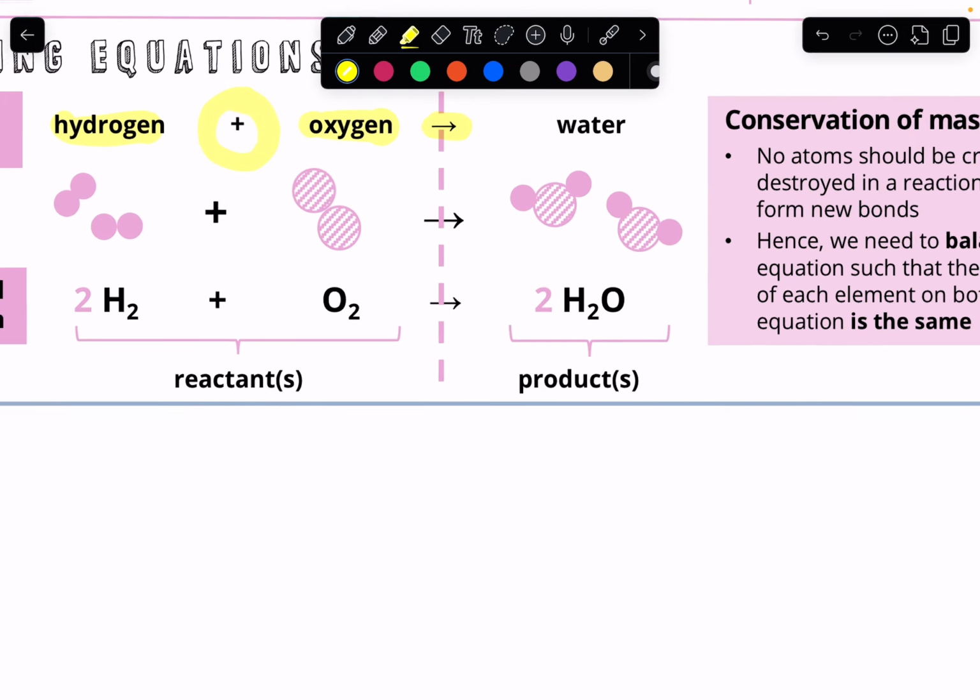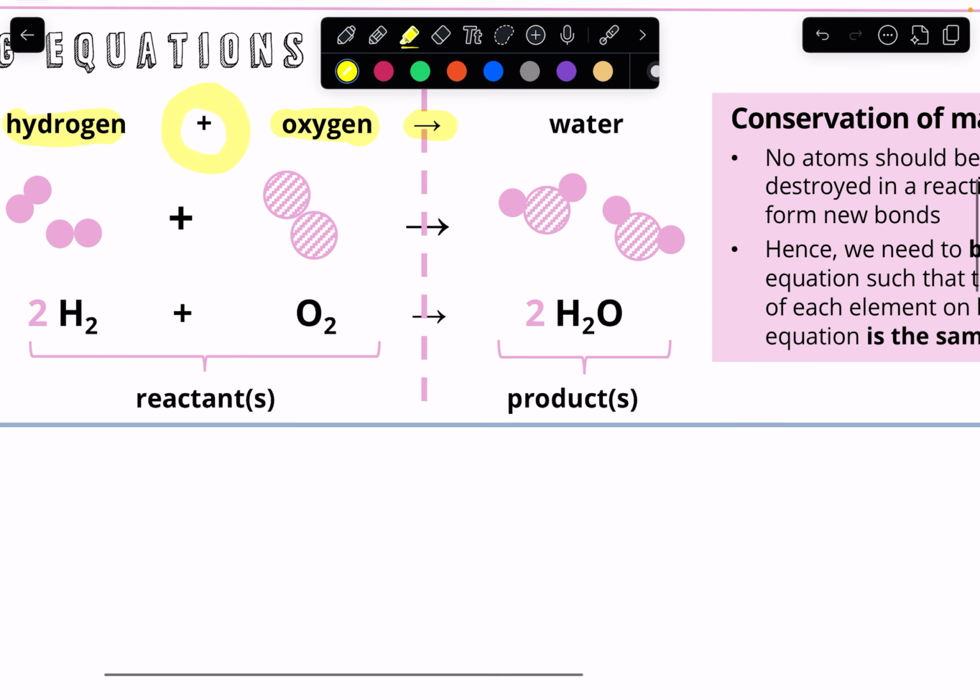If I look at the reaction, ignore the pink colored words first. There are 2 hydrogen on the left side, 2 oxygen on the left side. Let me just write down: H there's 2, O there's 2. On the right side, H there is 2, but O there's only 1. So how do I balance the equation?